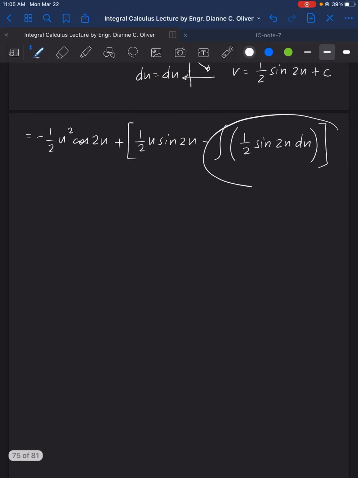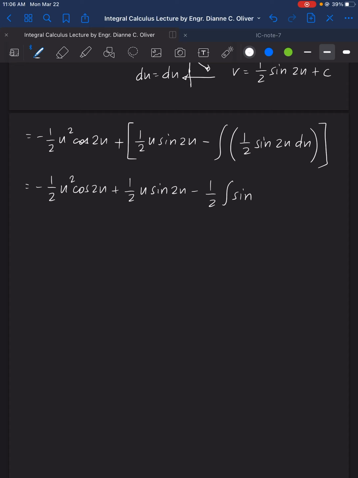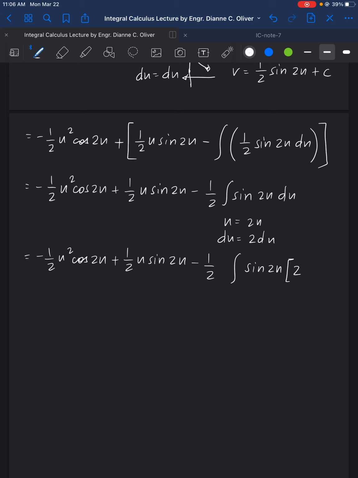Then, looking at this part here, we can now incorporate the trigonometric function. So we will put here u, or we will simplify first: negative 1/2 u squared cosine 2u plus 1/2 u sine 2u minus 1/2 integral of sine 2u du. Then we will let u be 2u, so du is equal to 2 du. Then this is negative 1/2 u squared cosine 2u plus 1/2 u sine 2u minus 1/2 integral of sine 2u. Then we have here 2 du. To compensate, we will put 1/2 outside.